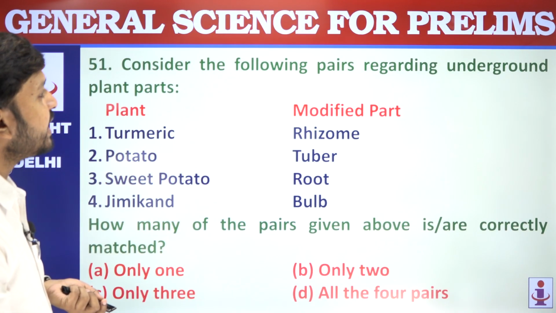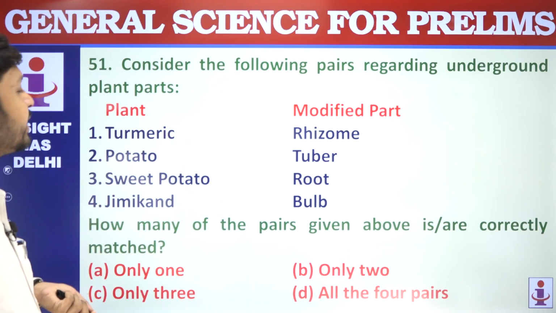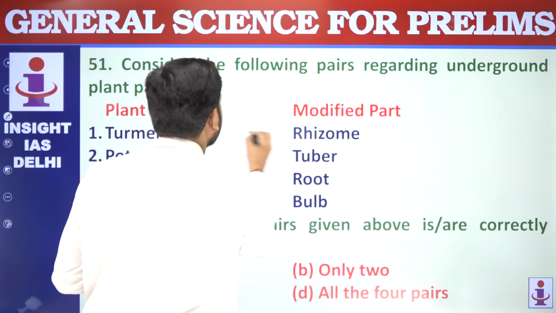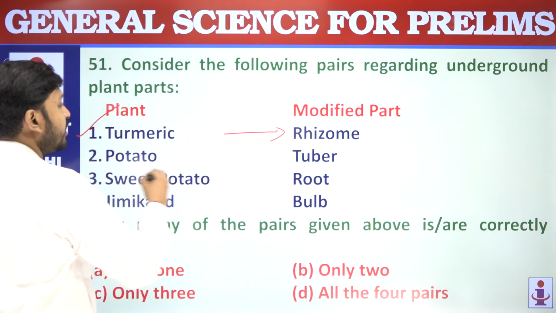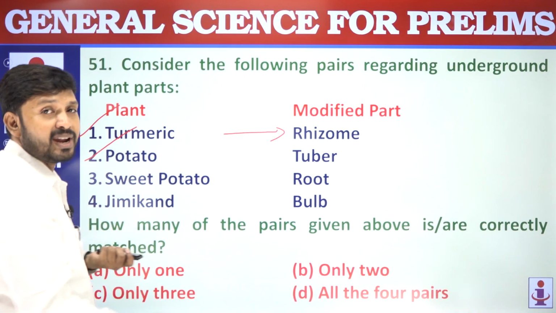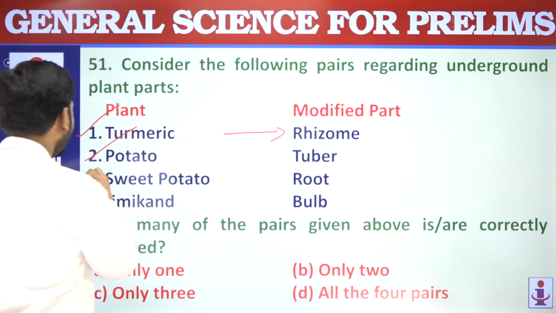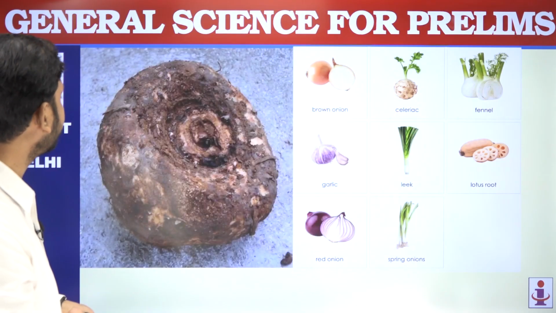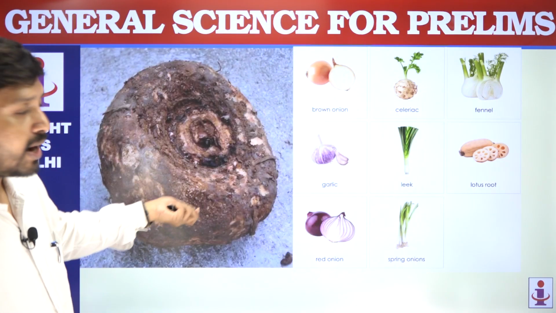Consider the following pairs regarding underground plant root. This is a very basic question. Turmeric, it is rhizome, that is nothing but underground stem. This is right. Potato, it is also a tuber, tuberous stem. This is also sweet potato. It is a root which stores energy. And ginger, I'll show the ginger. It is also a stem sort of thing. This is the ginger and these are the bulbs.